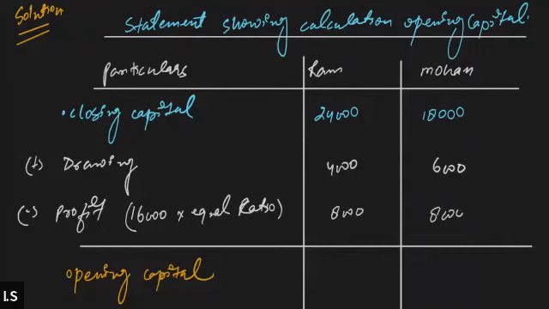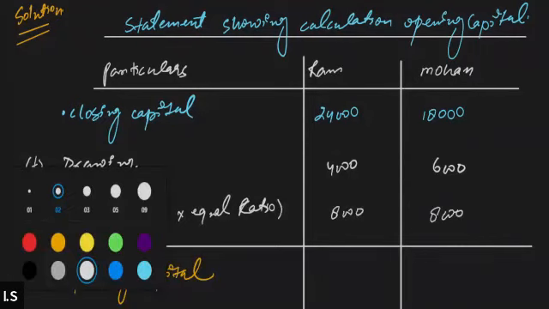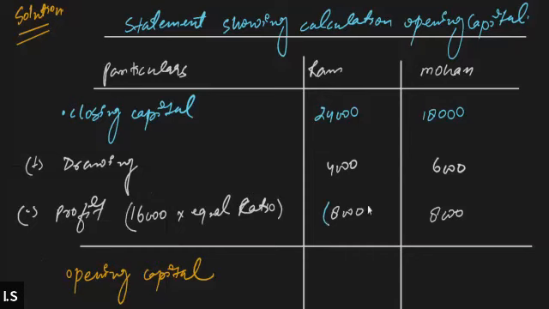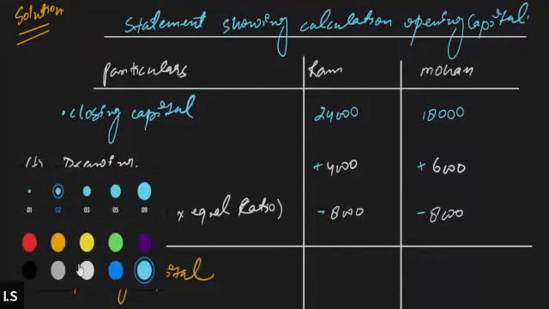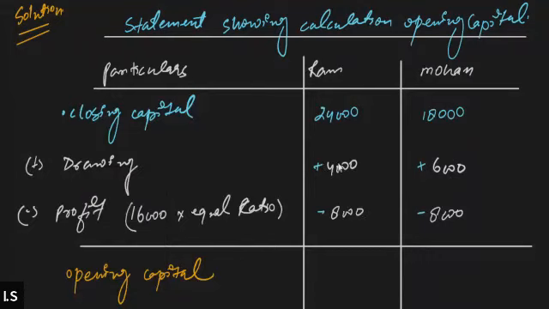Now to determine the opening capital, we have to subtract it. Since we have to subtract it, I'll put a negative sign here. And since drawings have to be added, I'm just adding a positive sign here. Now let's find out the opening capital balance. 24,000 plus 4,000 will be 28,000 minus 8,000. So the opening capital for Ram will be 20,000. And for Mohan, it will be 18 plus 6, 24 minus 8. So this will be 16,000.